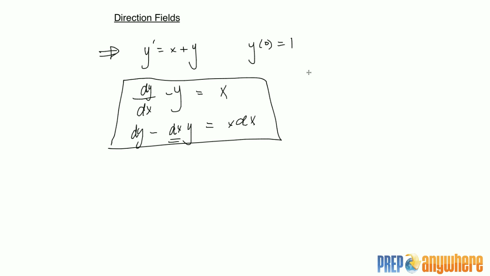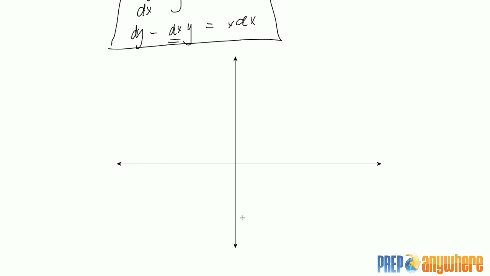Okay, so instead what we're going to do is create a direction field. It's a map of how the slope will generally behave. So let's plot a few to show you what I mean. y prime is equal to x plus y. That's the way we're going to plot.